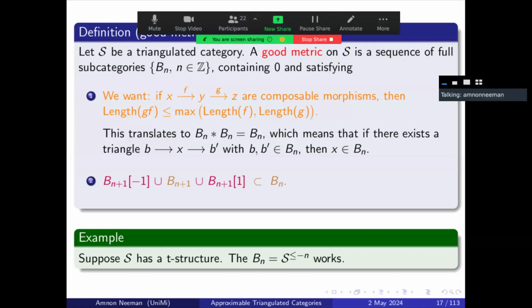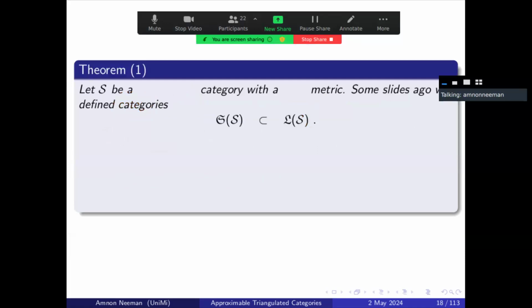Well, you've been very patient with me, and now it's time for a theorem. I've given you a whole bunch of definitions. Now the theorem says, let S, well, okay, let's start in general. Let S be any category with a metric. We define the completion of the category with respect to the metric. And inside the completion, there was a certain subcategory we called S of S.